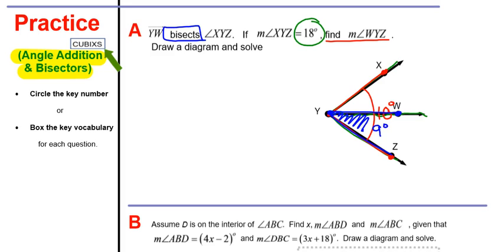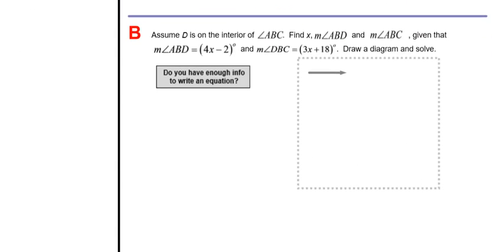That would simply be 9 degrees, with 9 degrees on the top. So the measure of angle WYZ is 9 degrees. That's it. That's all there is to that. Let's jump ahead to letter B.